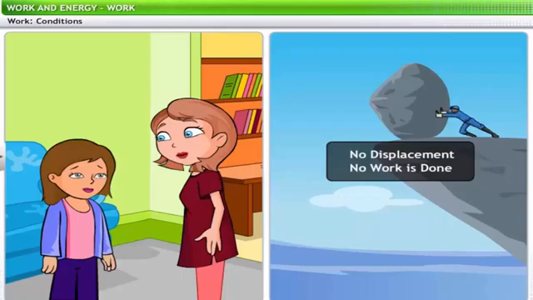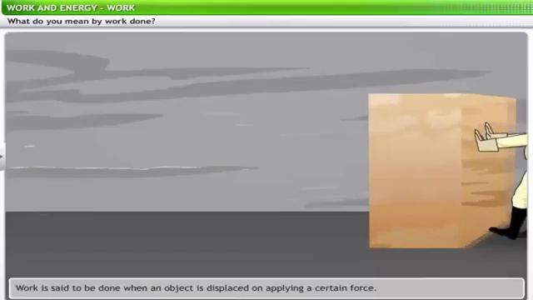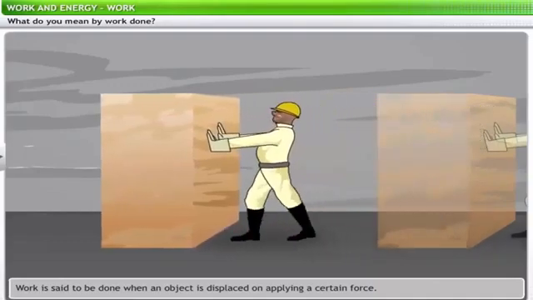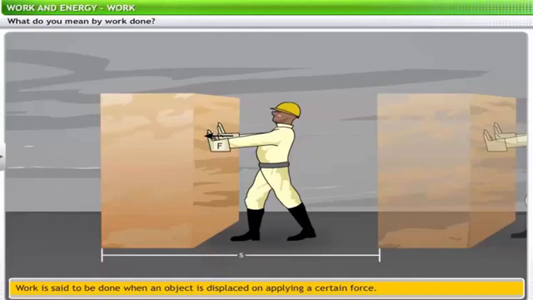Absolutely. That's very good. So, let us now look at defining work. Work is said to be done when a certain amount of force is applied on an object. This force displaces the object through a certain distance s in the direction of the force.